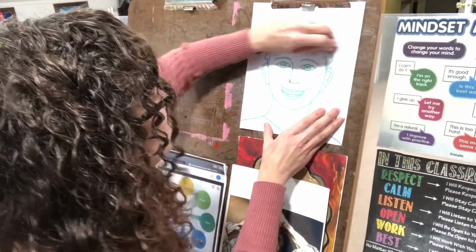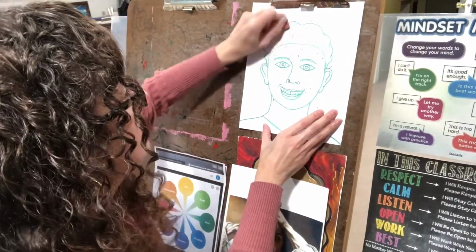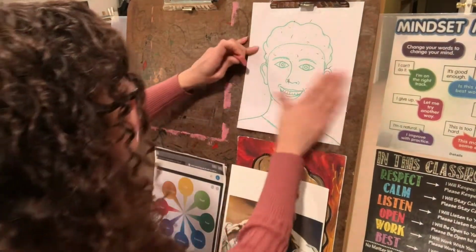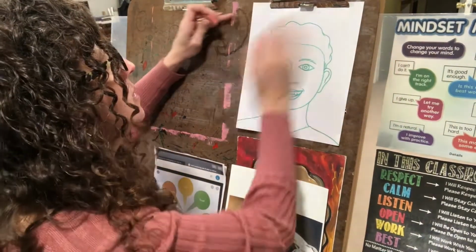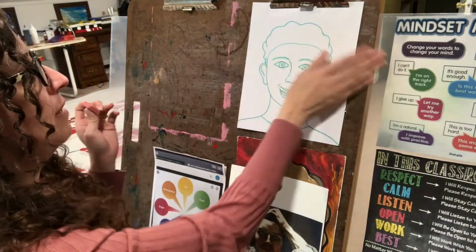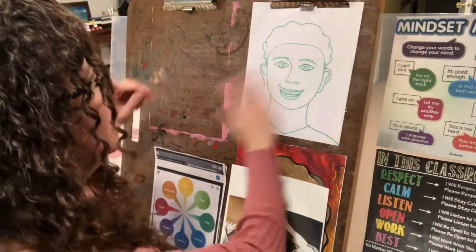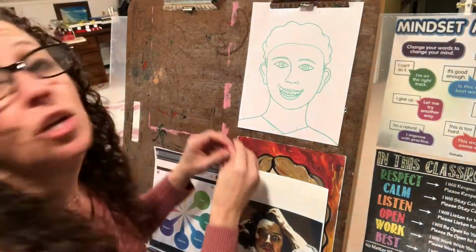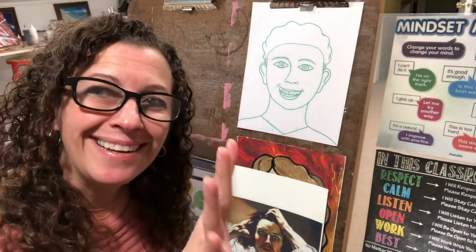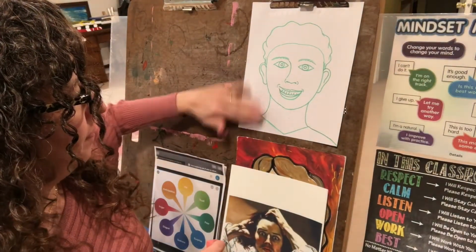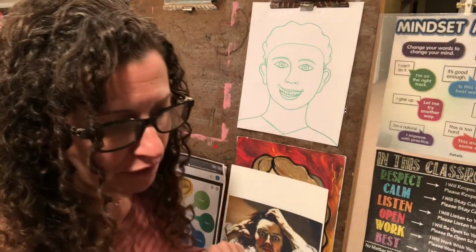Okay, so I'm going to erase, erase, erase, erase. Okay, I think I've erased all of my pencil lines that are left showing to the best of my ability. If you pressed really, really hard, you're still gonna be able to see them a little bit, but it's okay because once you add the color, then they'll be hidden. So now we're ready for color.